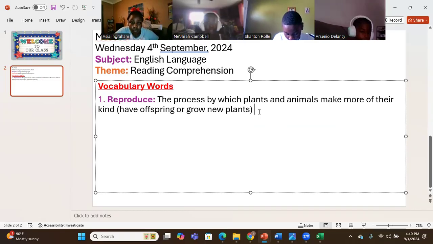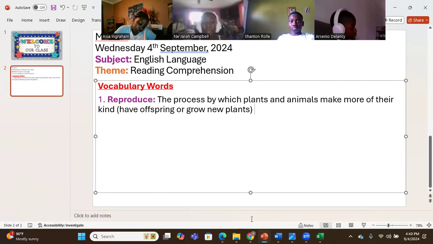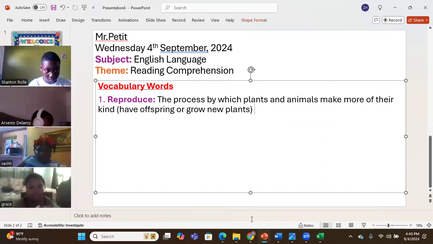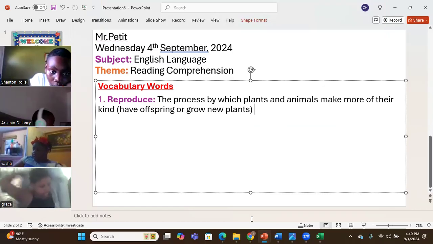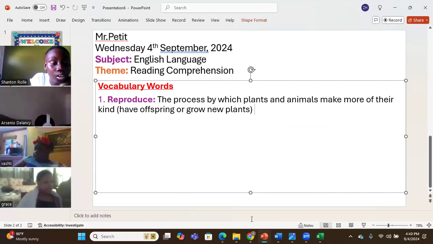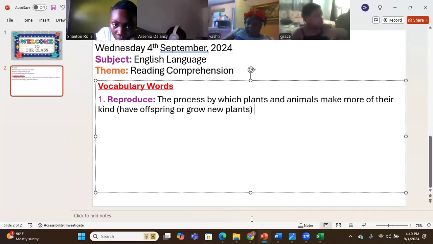Najara Campbell. Read the definition. Reproduce. The process by which plants and animals make more of their kind, have offspring or grow new plants. Very good. And Shanton, can you read the definition for reproduce? The process by which plants and animals make more of their kind, have offspring or grow new plants.